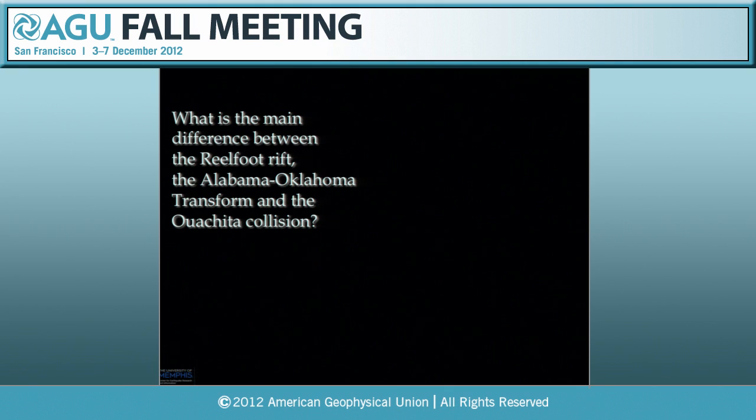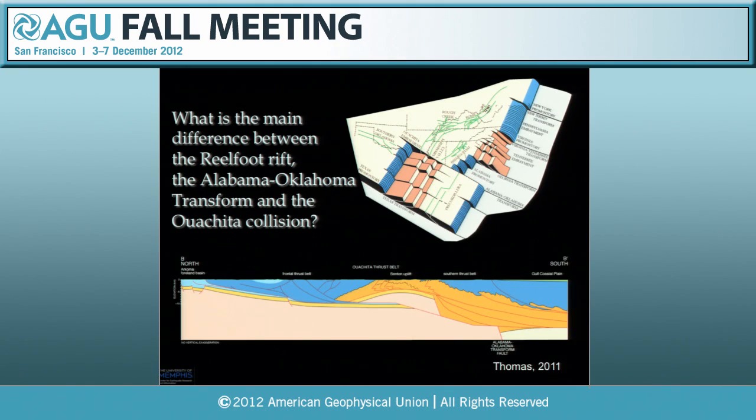But one of the possible answers is that the Reelfoot rift, like the Alabama-Oklahoma transform, is a through-going crustal structure that involves the modification of the mantle and the lithosphere, whereas the Ouachita front has been defined as a soft collision without much deformation of the mantle, suggesting that only those structures that involve the mantle are now playing a role in the location of the Quaternary seismicity.